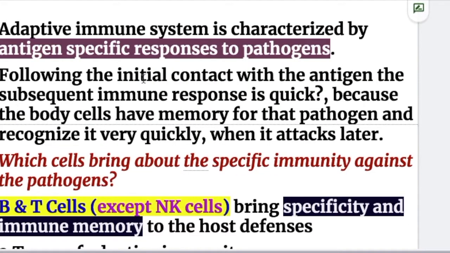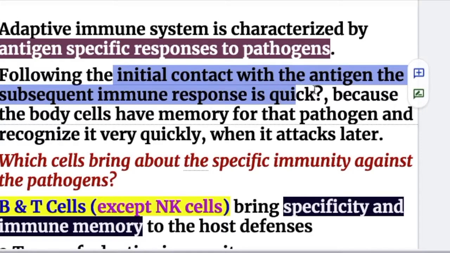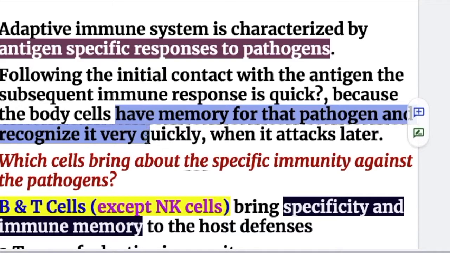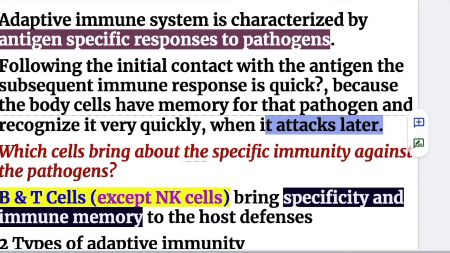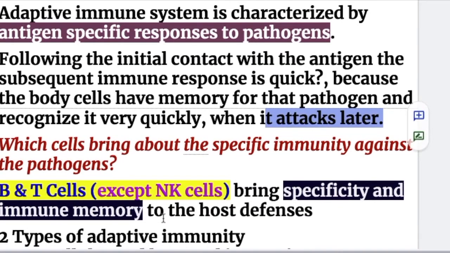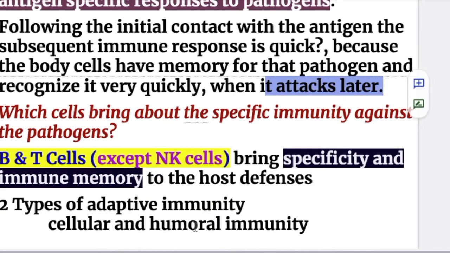Adaptive immune system is characterized by antigen-specific response to pathogen. Following the initial contact with the pathogen, the subsequent immune response is quick. Why? Because the body's defense cells have memory for that pathogen and recognize it very quickly when it attacks later. So which cells bring about the specific immunity against the pathogen? B and T cells, except the NK cells, bring specificity and immune memory to the host defense. The two types of adaptive immunity are cellular immunity and humoral immunity.